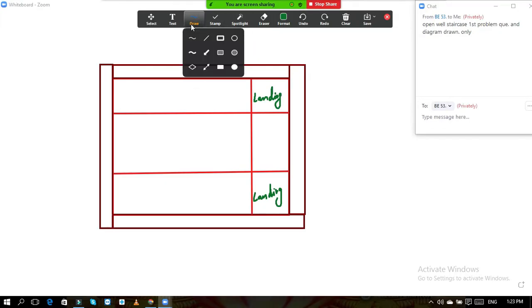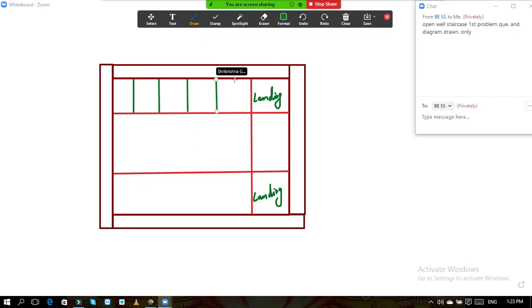Between steps are given. So the steps are like this. I will write the number of how many threads there are in a flight. I am drawing here randomly, for the understanding purpose. And now these are also steps.